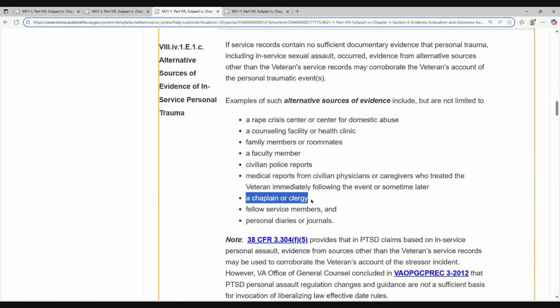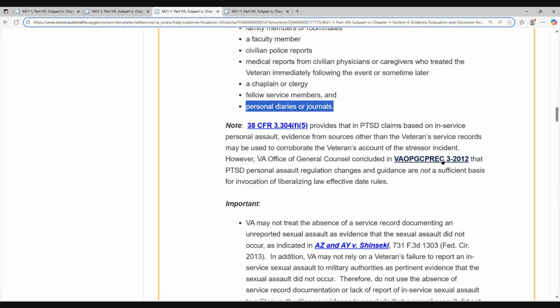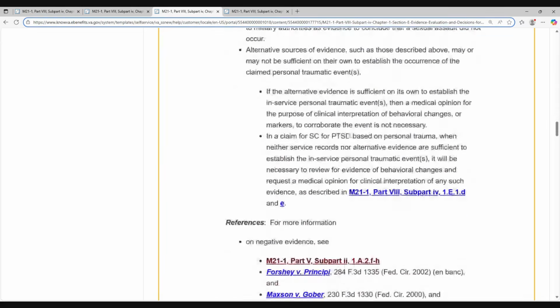The chaplain and or clergy, even though they're more of an official organization, will also fall under the lay or buddy statement type report. Fellow service members, same thing. They'll need to show that they were in the same location at the same time. And then personal diaries and or journals, obviously that's going to be your personal statement. So you don't have to go out of your way to prove anything other than that the journals were done at that time. How you do that is, obviously, they'll be dated, things like that.